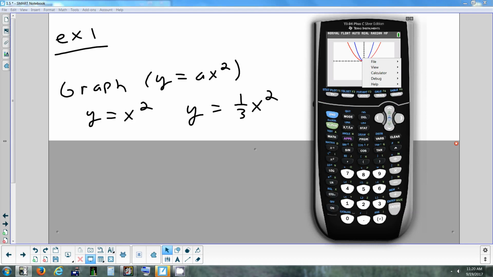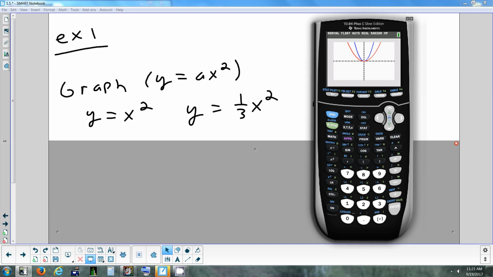I just have a question. Do you put the 1/3 in parentheses? I didn't. Actually, no, I did, because if I don't, it would do 1 divided by 3x squared. So put the 1/3 in parentheses, because if you don't, it would actually put the x squared in the denominator of a fraction, and that's not at all what we were looking for. Okay, so that's a vertical compression.